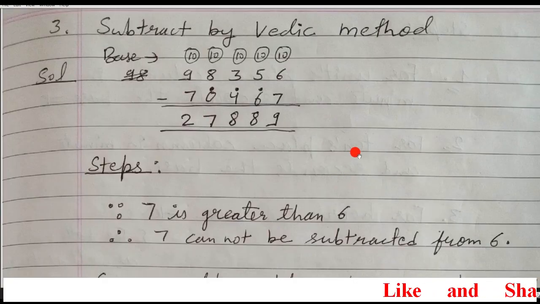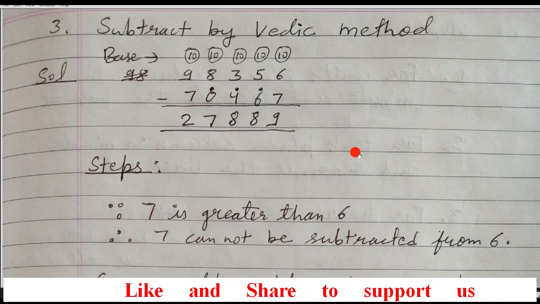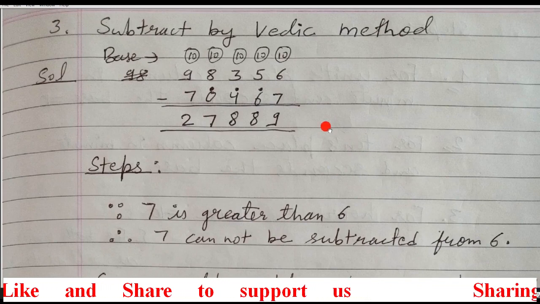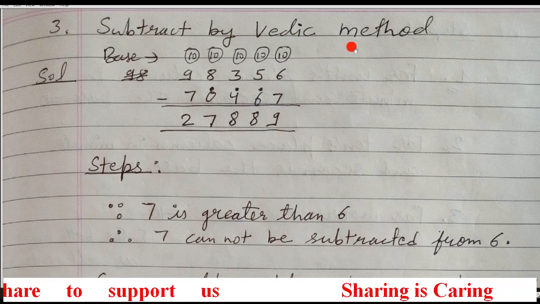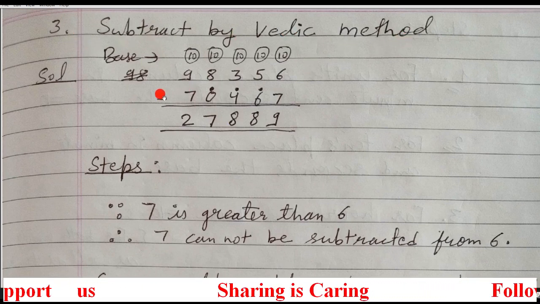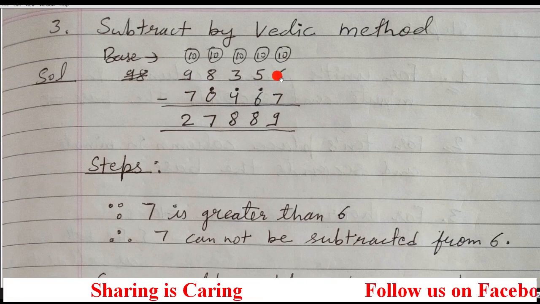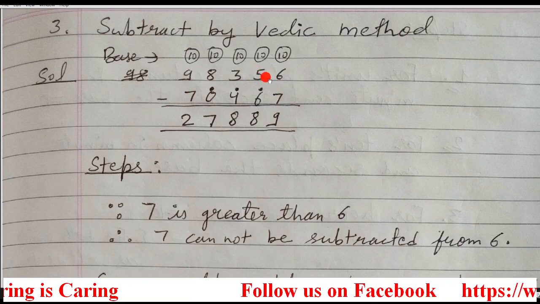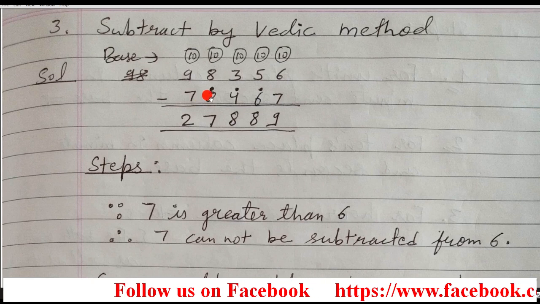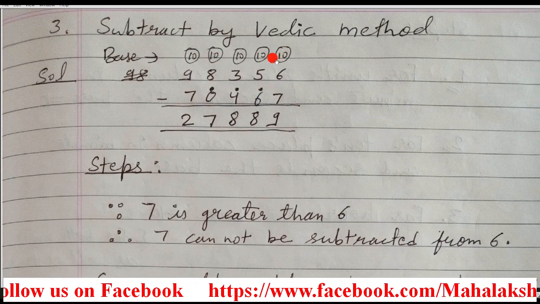Everyone, I am going to explain question number 3 and question number 4 of exercise 1.1 of class 10. The question is: subtract by Vedic method. When you have to subtract, write down the numbers separately, leaving some gap, because in this method we have to write the ekadika dot and the base also.